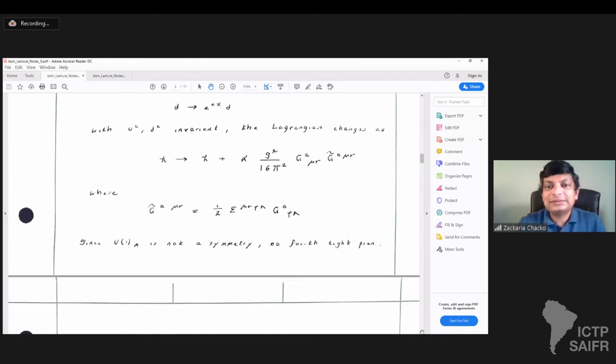Right. So the idea is that when you do these transformations, after taking into account the change in measure of the path integral, the Lagrangian actually changes, right? And this is why U1 axial is not really a symmetry. This is why there's no fourth point. It's because U1 axial is not really a symmetry. If you do everything carefully, taking into account the measure in the path integral, the Lagrangian is not actually invariant. It shifts by this amount.